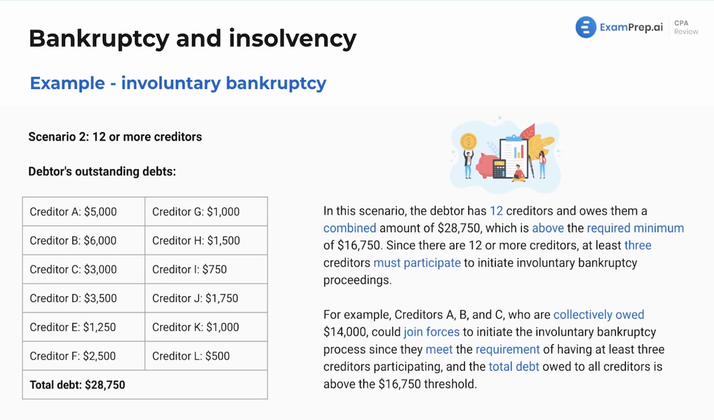Scenario 2, we've got 12 or more creditors, and look at that list. You owe a lot of money to a lot of different people. In this scenario, the debtor has 12 creditors and owes them a combined amount of $28,750, which is also above the required minimum amount in this example of $16,750. Since there are 12 or more creditors, at least 3 creditors must participate to initiate involuntary bankruptcy proceedings. For example, creditors A, B, and C, who are collectively owed $14,000, could join forces to initiate the involuntary bankruptcy process since they meet the requirement of at least 3 creditors participating, and the total debt owed to all creditors is above that $16,750 threshold. So we're seeing how we piece it all together. Good examples of what you may see on the exam.